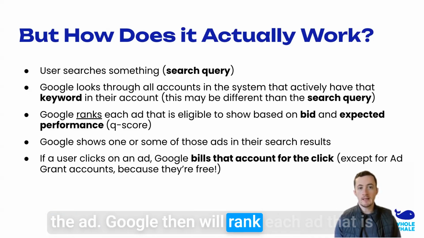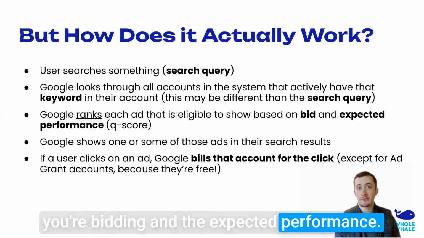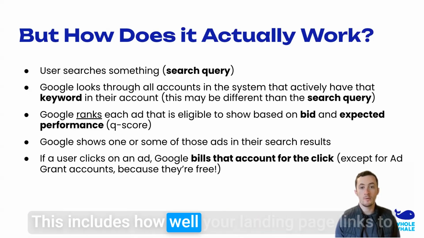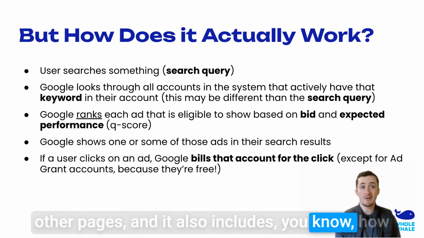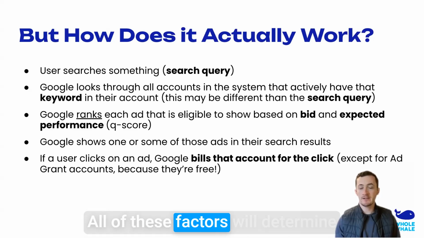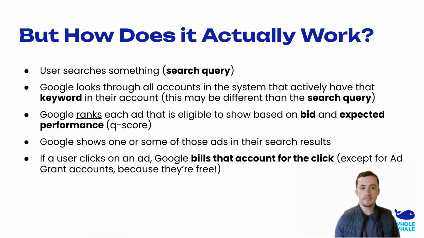Google then will rank each ad that is eligible to show based on how much you're bidding and the expected performance. This includes how specific your keywords are. This includes how well your landing page links to other pages. And it also includes how well your pages explain the actual content. All of these factors will determine how frequently your ad is shown.